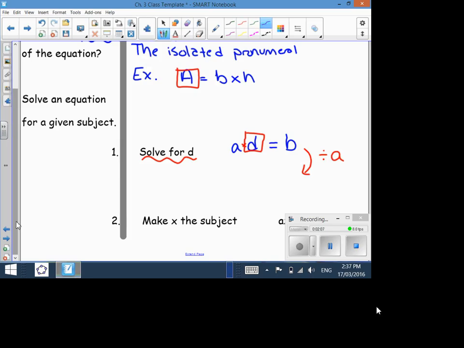So if I divide by A, that means I've gotten rid of that A on the left-hand side, and I isolated my D, and on the right-hand side, I have B over A. So even though I don't get a number as my answer, I have isolated the correct pronumeral, and that is actually going to be my final answer for this equation.